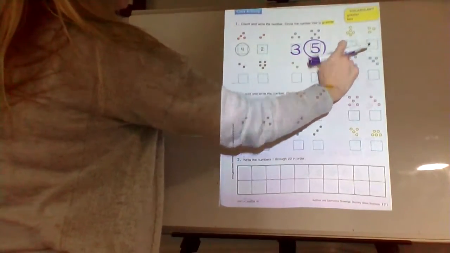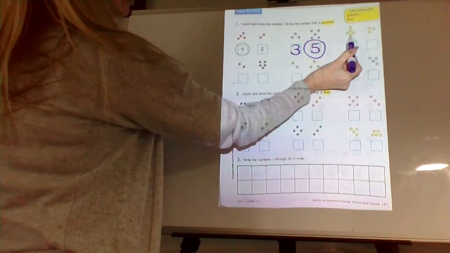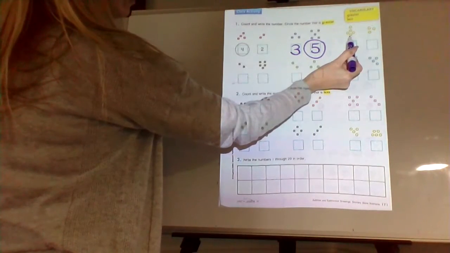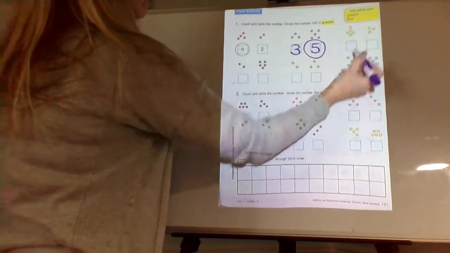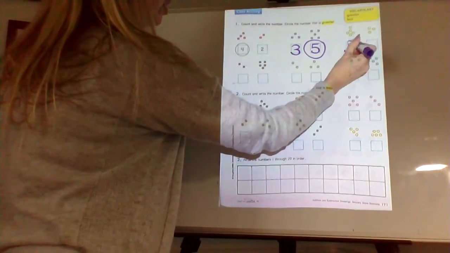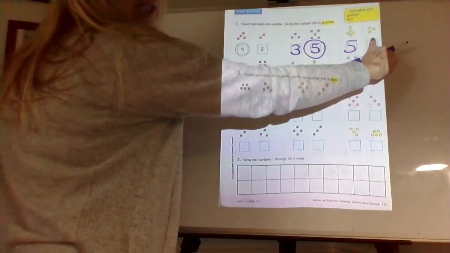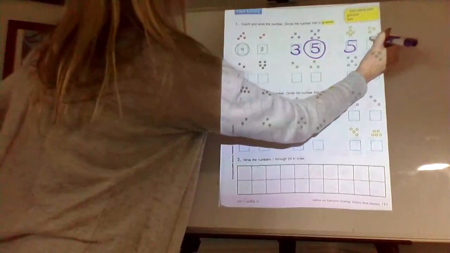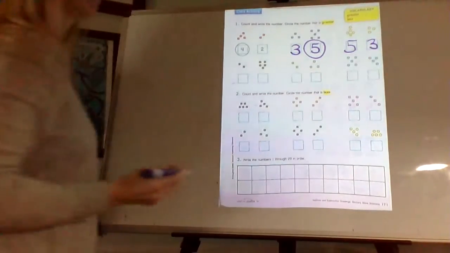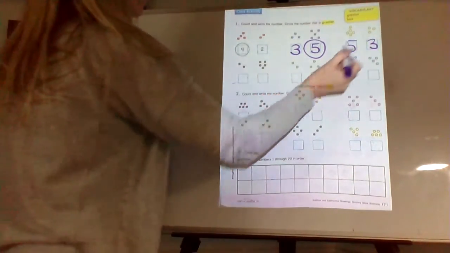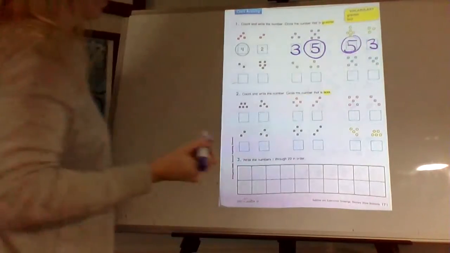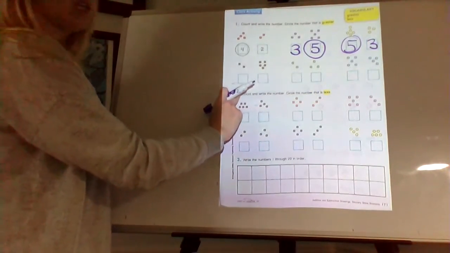Okay, let's look here, the yellow set. How many in the first set? 5. And how many in the second set? 3. Which number is greater, 5 or 3? 5 is greater.